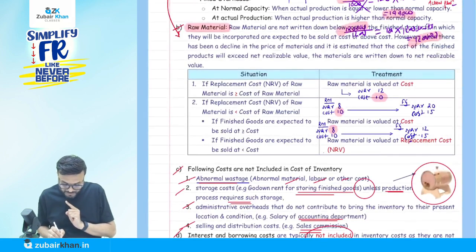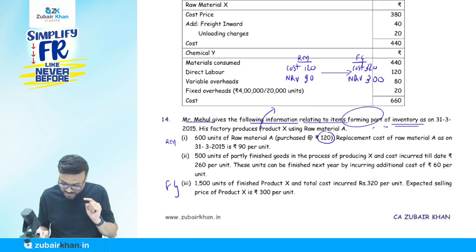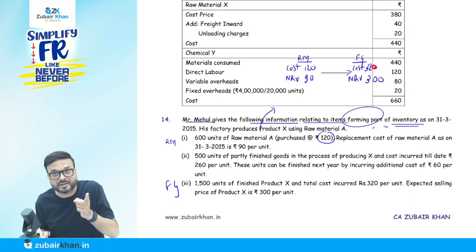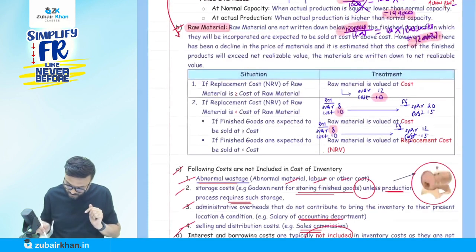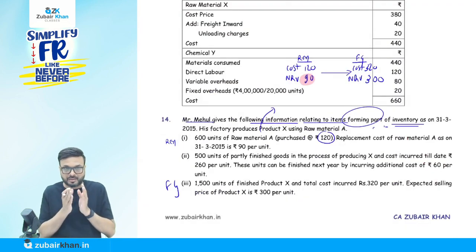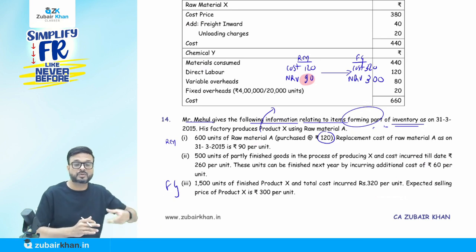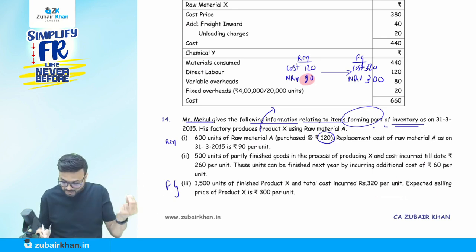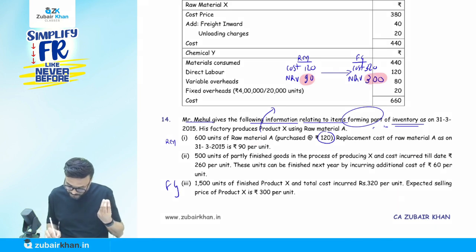Here, if finished goods are expected to be sold at lower than the cost, yes. The NRV of the finished goods is 300, which is lower than the cost. So we have to do the valuation at what here? NRV. I will write NRV only, because of the conservatism approach, and also my finished goods are not able to recover the loss. In the case of finished goods, cost and NRV, whichever is lower, NRV is lower. So I will write it down here: raw material, WIP, finished goods.